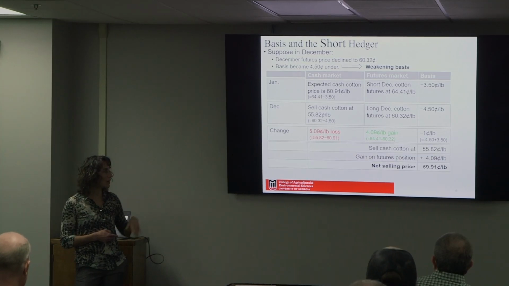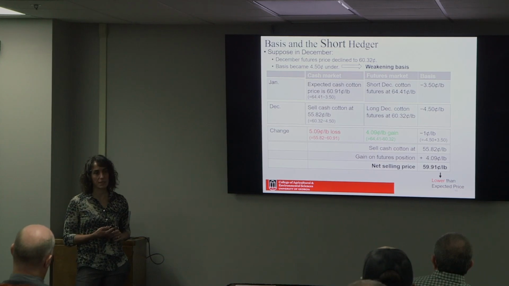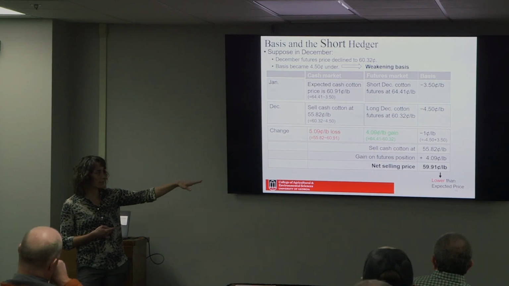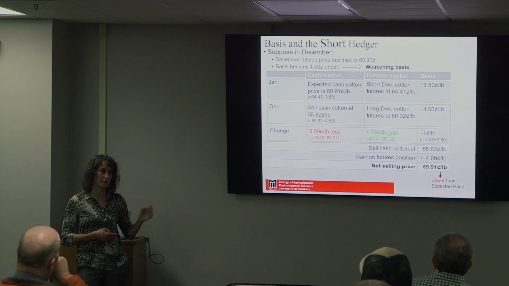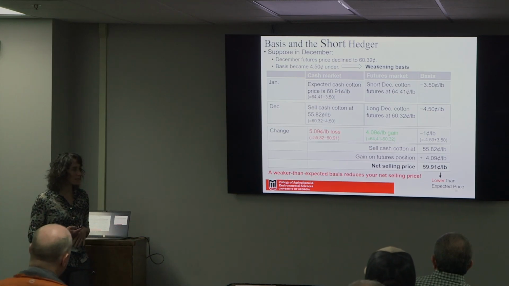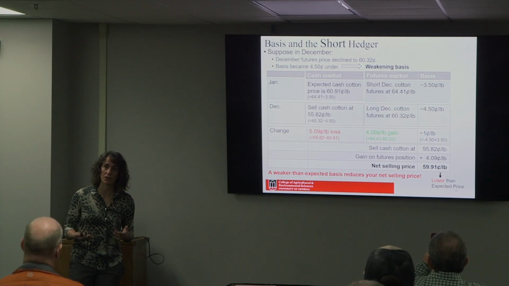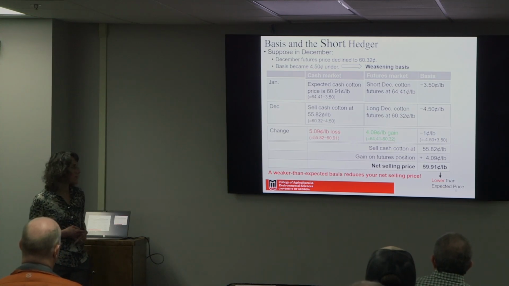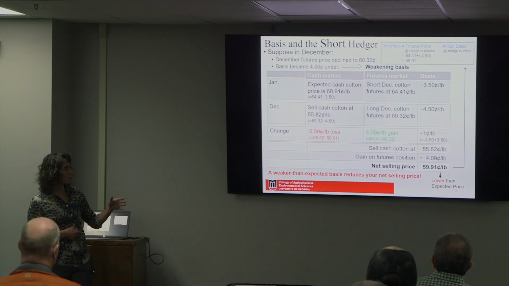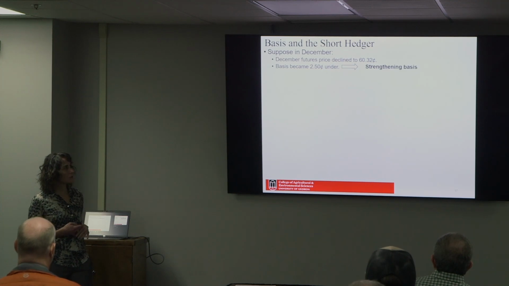So that's why we are going to have a net selling price that is lower than what we expected. As you can see here, the weaker than expected basis actually reduces the net selling price for a short hedger.